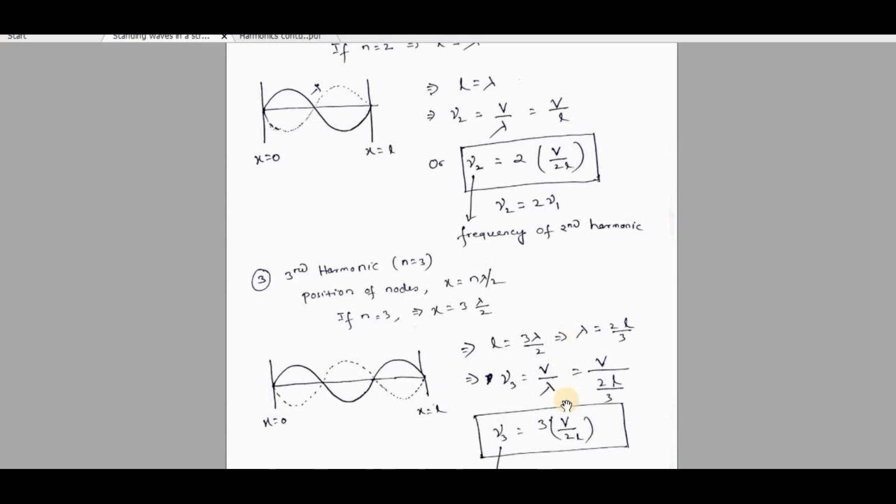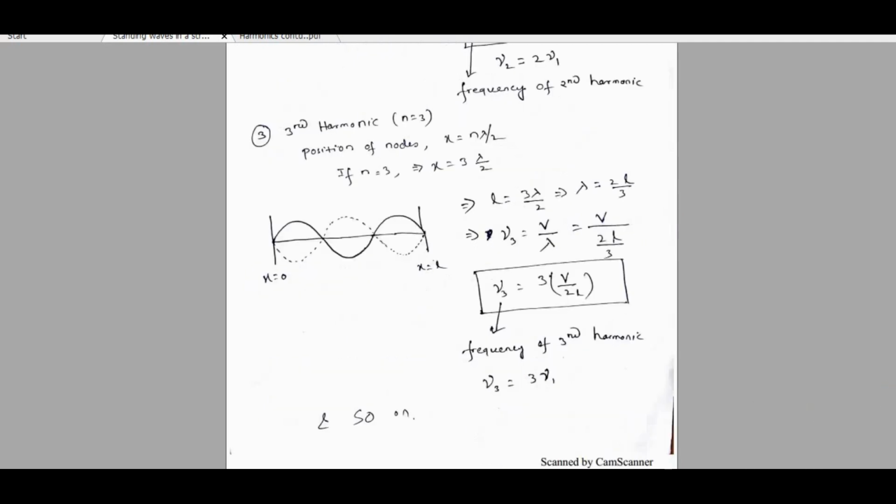So frequency is equal to v by lambda. In place of lambda I am putting twice L by 3. Thus we get the frequency of the third harmonic, mu 3 is equal to 3 times v by twice L. Now v by twice L is the frequency of the first harmonic, as you already know. Therefore the frequency of the third harmonic is equal to 3 times the frequency of the first harmonic. So mu 3 is equal to 3 mu 1. In this way we can get the frequency of the first, second and third harmonics.